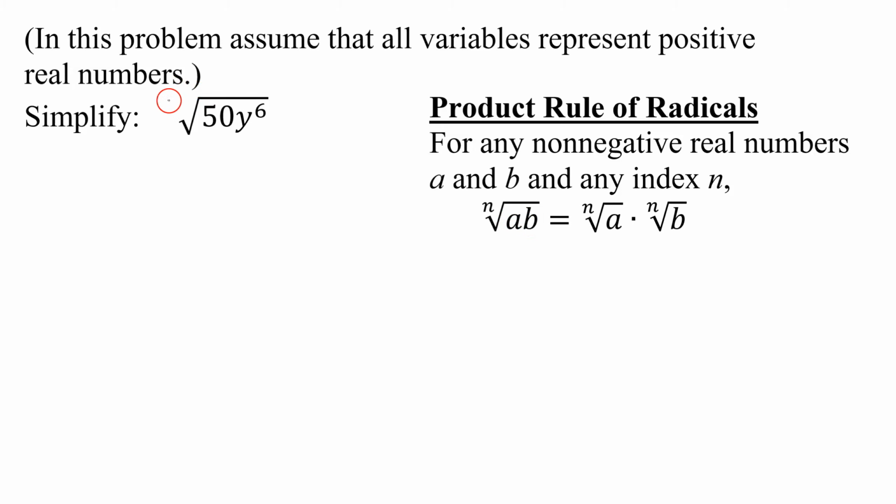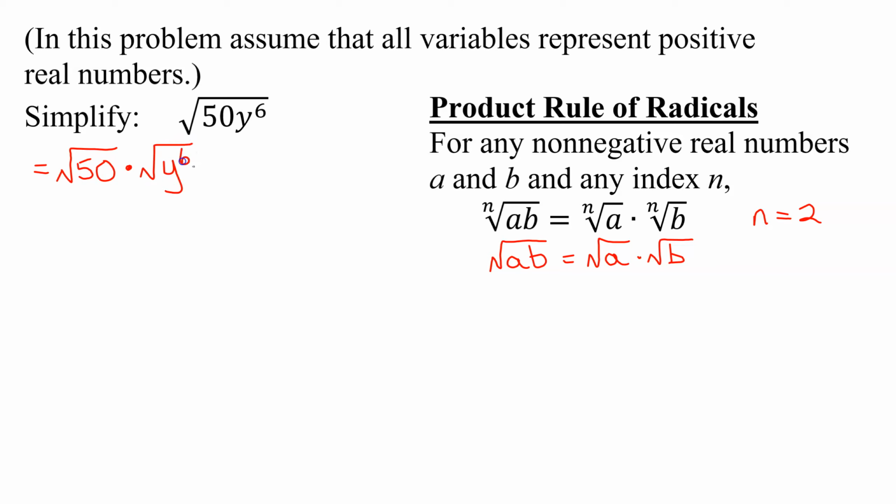So in our case, what number is up here on the radical that we're too efficient to write? We have an index in our case of 2. So n equals 2. So we can write the product rule of radicals for n equals 2 as the square root of a times b is the square root of a times the square root of b. So I'm going to use that in my problem. I have a product here, so I'm going to write it as the square root of 50 times the square root of y to the 6th.